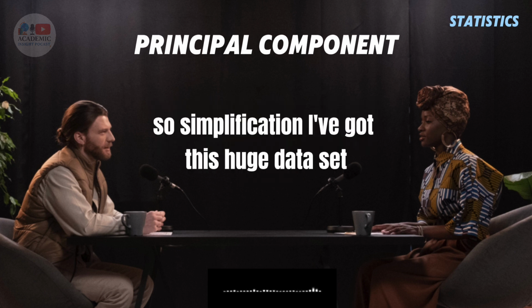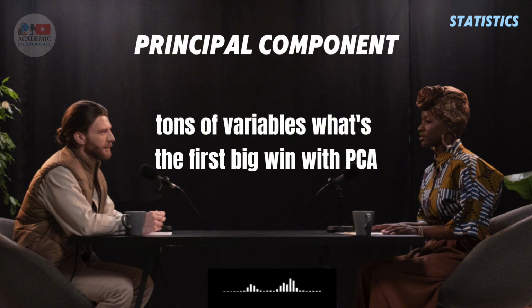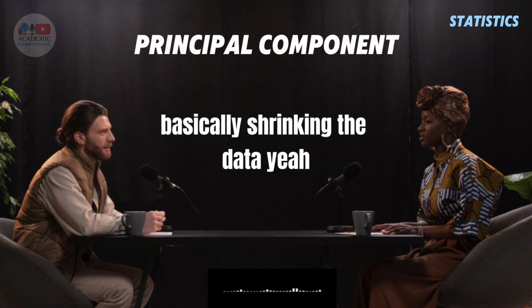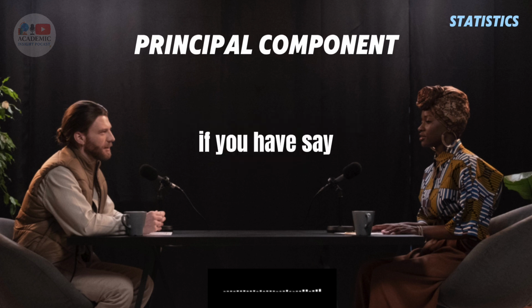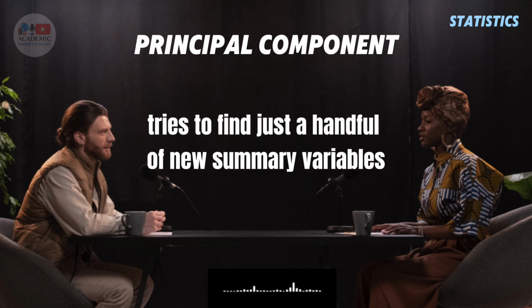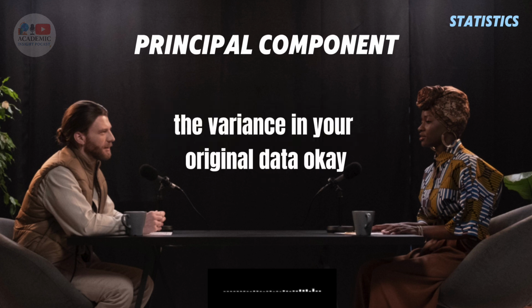Okay, so simplification. I've got this huge data set, tons of variables. What's the first big win with PCA? Dimensionality reduction, that's the fancy term. Right, basically shrinking the data. Yeah. If you have, say, 50 different measurements for each observation, PCA tries to find just a handful of new summary variables, the principal components, that capture most of the important differences, the variance in your original data.